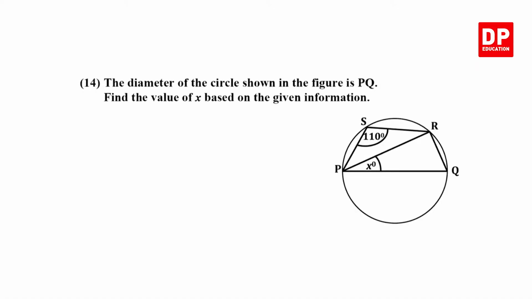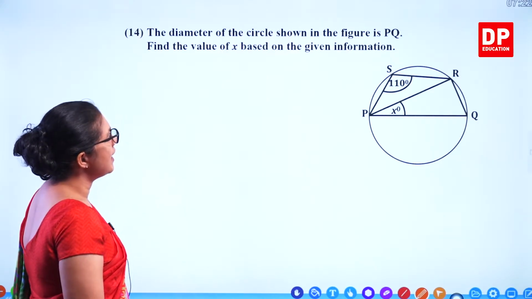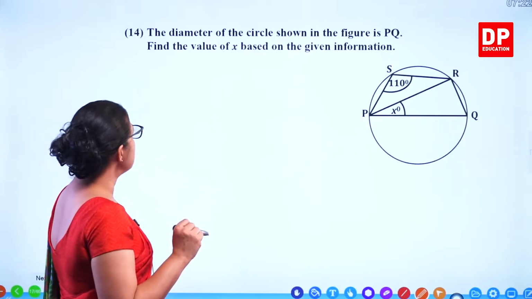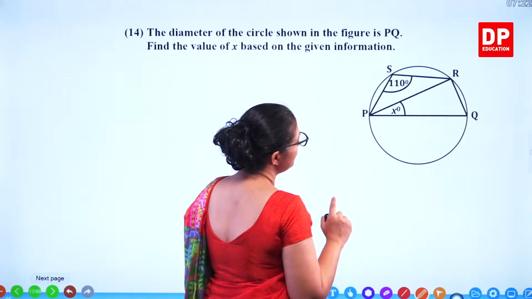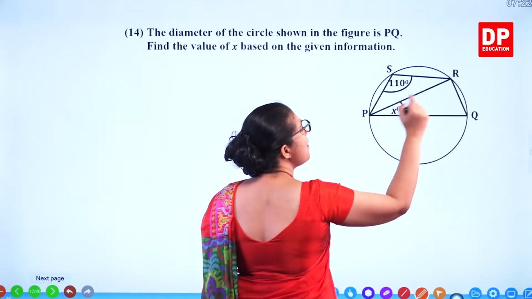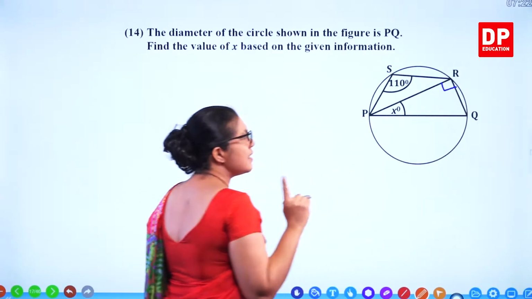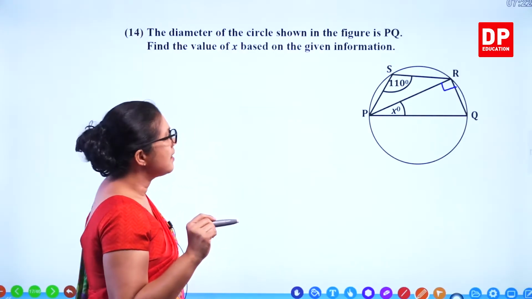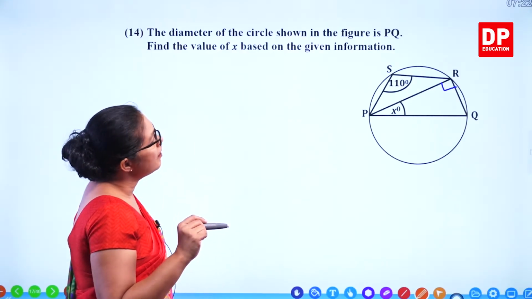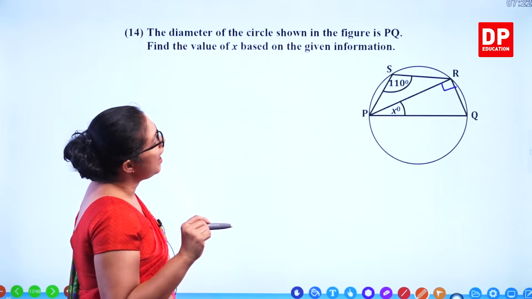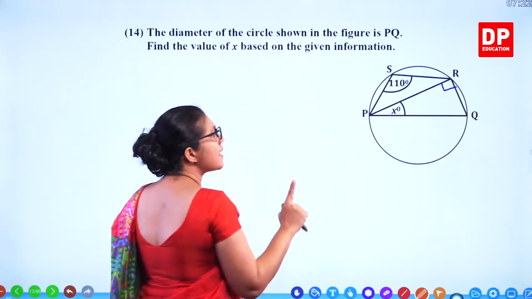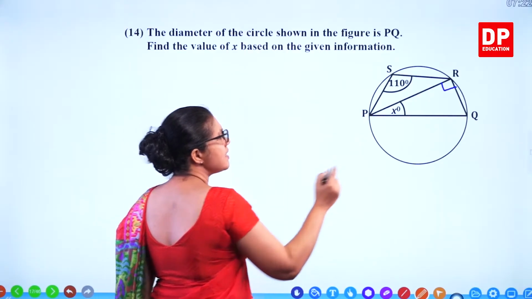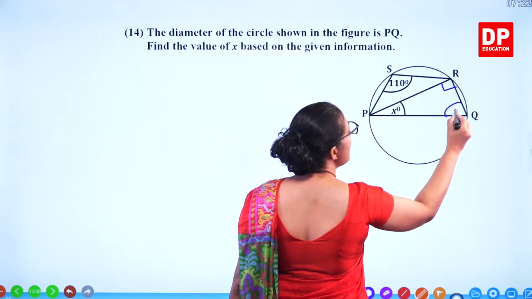Question number 14. The diameter of the circle shown in the figure is PQ. So PQ is the diameter. Find the value of x based on the given information. If this is the diameter, this is 90 degrees. Semicircle angles are 90 degrees. And what else do you know? You know opposite angles of a cyclic quadrilateral add up to 180. So you can find this angle.